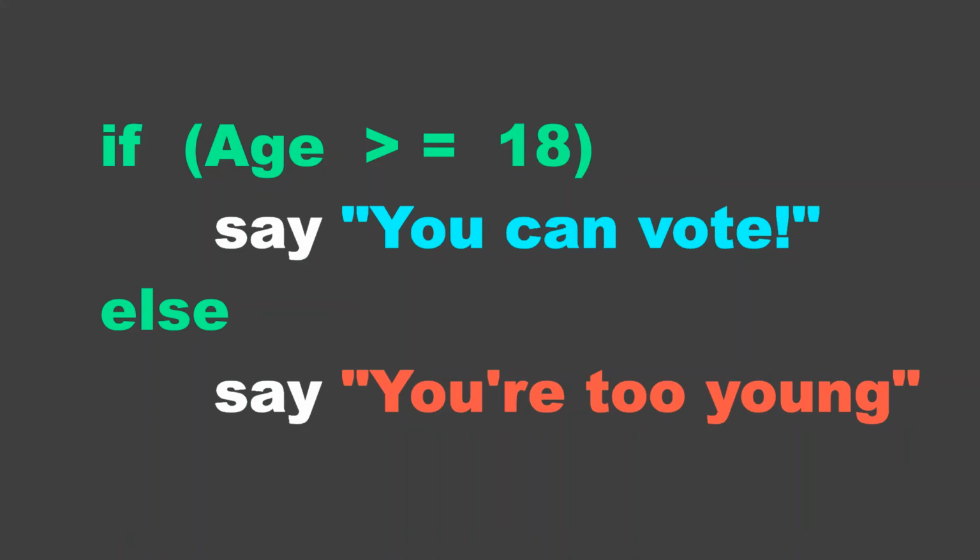Well, let's say we take somebody who's 17. Well, 17 is not greater than or equal to 18, so we're going to have to skip that if statement, and we're going to have to go down to the else statement, and we're going to finally say you're too young to vote. So I think that puts us at about 3 minutes.